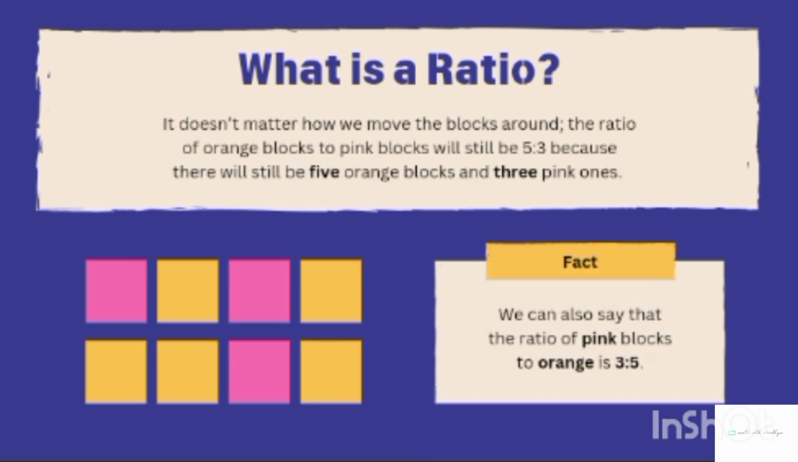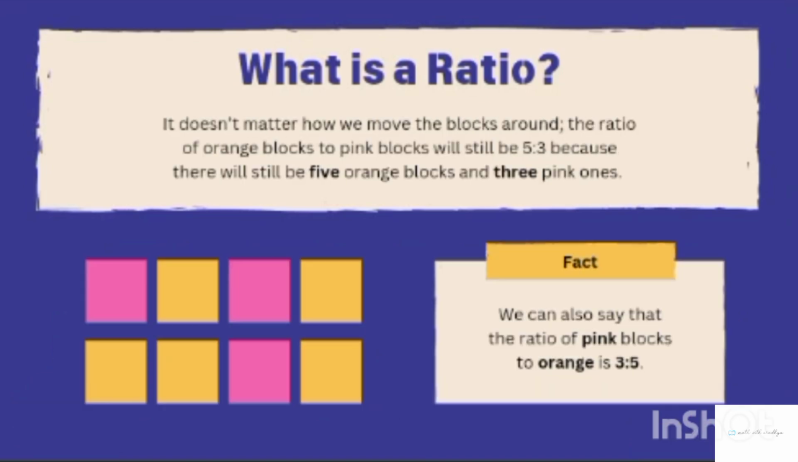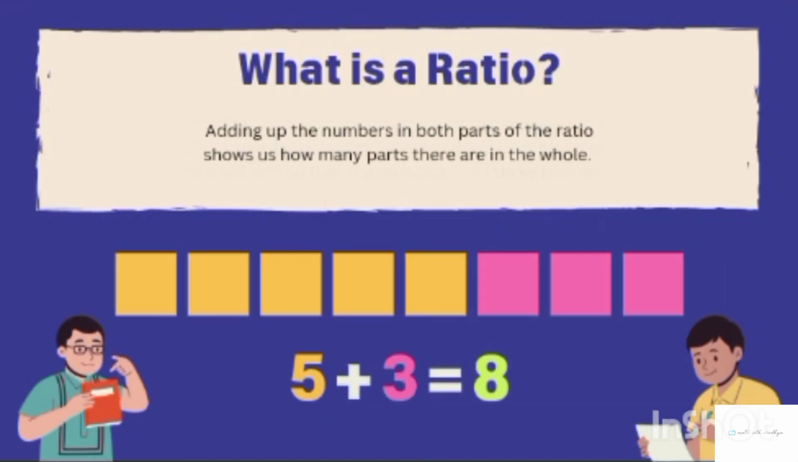So this is basically what a ratio is. It doesn't matter how we move the blocks around, the ratio of orange blocks to pink blocks will still be 5:3, because there will still be 5 oranges and 3 pink ones. We can also say that the ratio of pink blocks to orange is 3:5. Adding up the numbers in both parts of the ratio shows us how many parts there are in a whole. If we add 5 plus 3, we get 8.